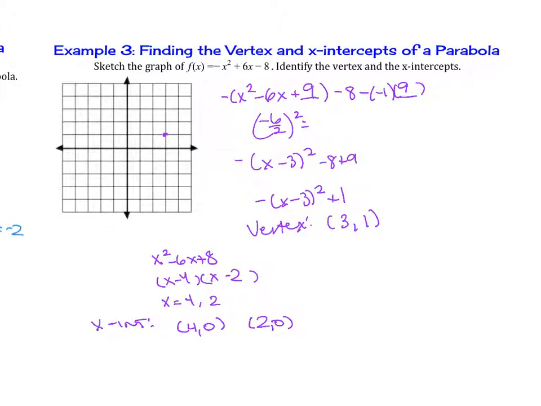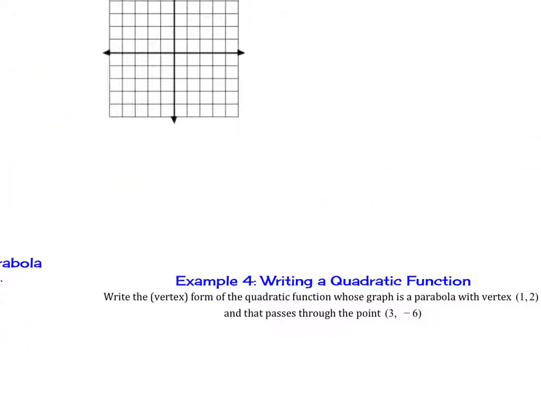We know that it's opening down. So left 1, down 1, left 1, down 3, right 1, down 3. And here is the graph. We know our axis is at x equals 3. And so we are done with this one. So go ahead and try the next example.